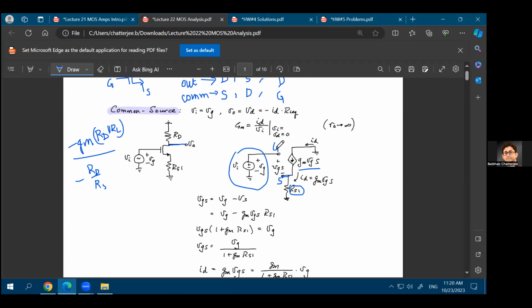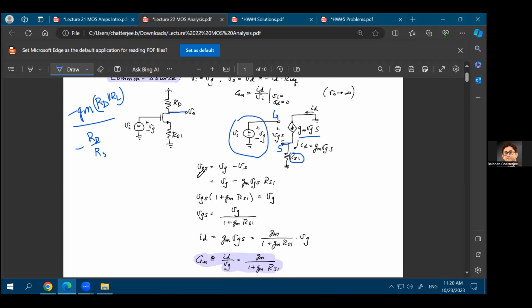Of course, in this case, you can find your VGS to be equal to VG minus VS, and you already know the value of the current that is flowing through the source terminal and eventually flowing through the RS1 resistance. That value of current is gm times VGS. All of that current has to flow through the RS1 resistance. There is no other path for the current to go. So the voltage at the source terminal will be gm times VGS, that's the current, times RS1, that's the resistance. So your VS will be gm times VGS times RS1.